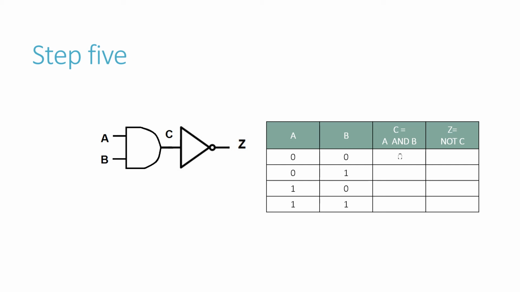So C will be only true when A and B are both true, and Z is obviously the opposite of C. So there we have it. This, incidentally, is the equivalent of a NAND gate, but as I say, that's not going to come up in the exam.